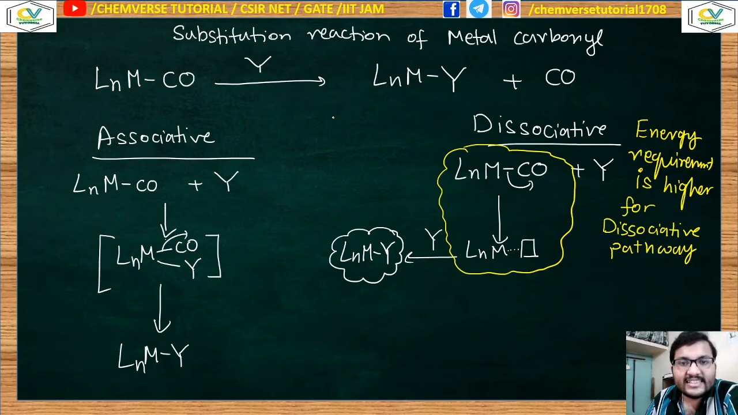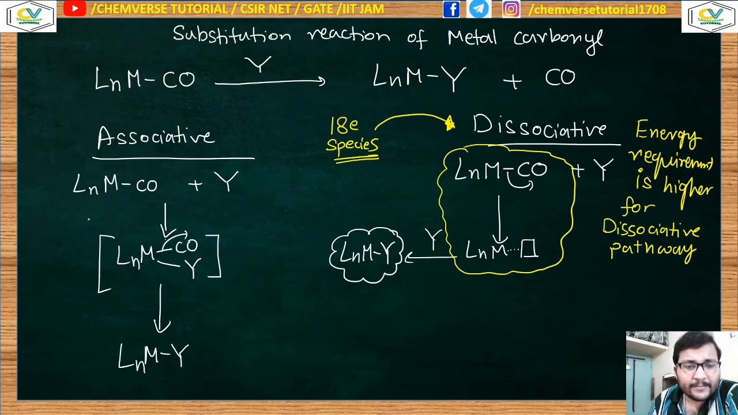There is a problem with 18 electron species. These 18 electron species will prefer to go via the dissociative pathway. Now the reason is very simple. If you consider the intermediate, suppose you are taking this intermediate when it goes via the associative pathway, it was earlier an 18 electron species, and suppose this Y is a 2 electron donor. It could be a 1 electron donor, whatever. It could be a 1 electron or 2 electron donor.